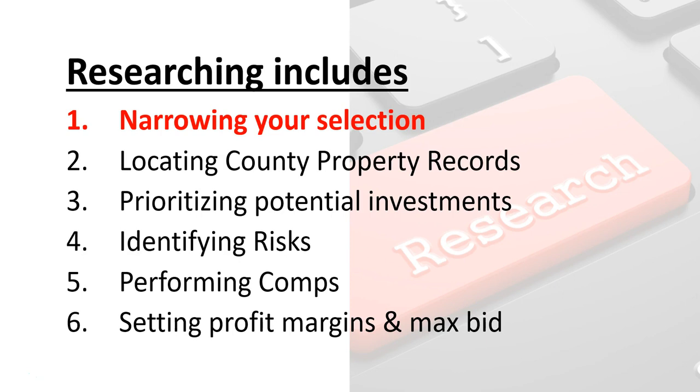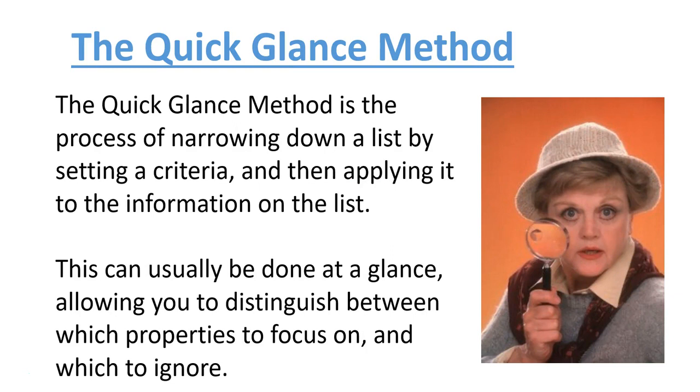Well, one of the systems that Steve and I came up with a while ago was called the quick glance method, and this is a way that we narrow down lists. And the idea behind it is really simple. I think it's something that we do almost naturally, and that is you need to set a criteria on the list using the information that is available and applying that criteria to try to narrow down your selection. So it can normally be done at a glance, and the purpose behind it is to help you distinguish between which properties you want to focus on and which ones you want to ignore.